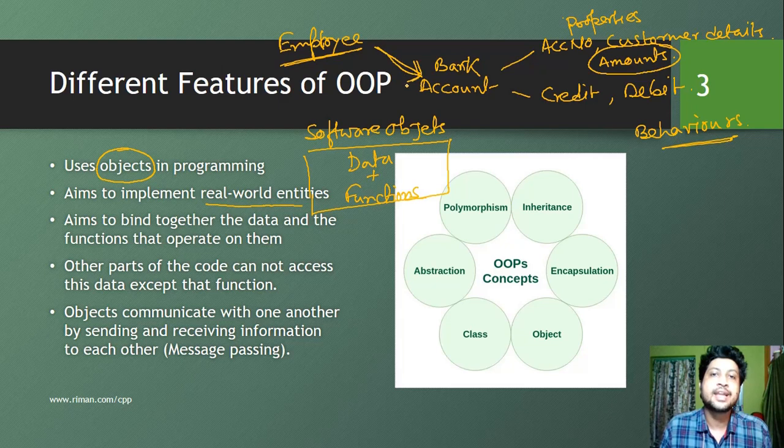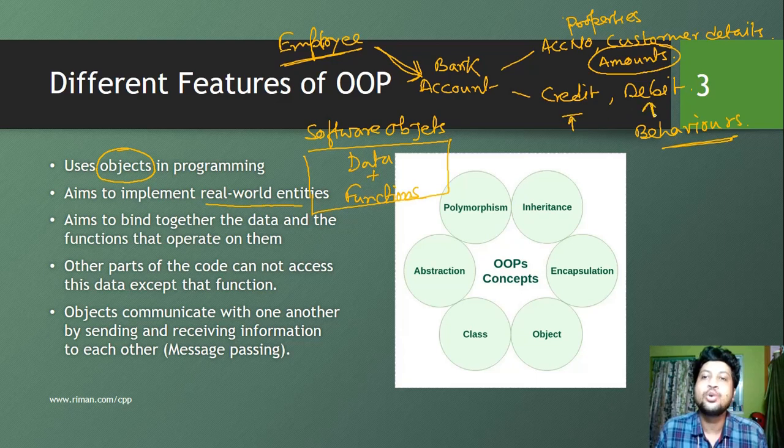They have to go through the bank account, and only then can they access the data or properties of the bank account using the methods credit and debit. So only credit and debit have direct access to this data. That is the case in any object-oriented programming. And objects communicate with one another by sending and receiving information. So if the employee wants to update these values, he or she has to go through the bank account to use the methods credit and debit to update the amount of a particular account number.